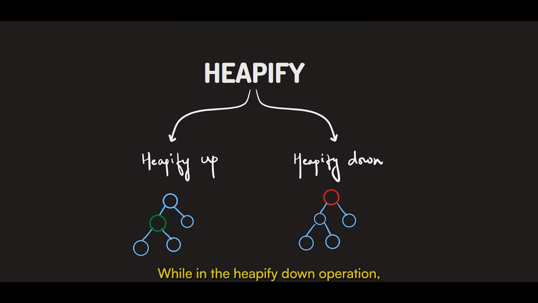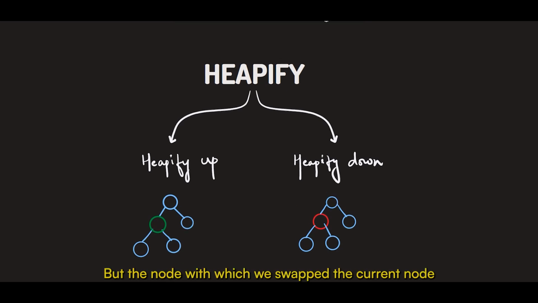While in the heapify down operation, we first assume that both the children of the operated upon node are max heaps themselves. Then we find the largest among the three elements, the node, the left child and the right child. Then the value of the largest child is swapped with the value of the current node. But the node with which we swapped the current node might be less than its children now, thereby violating the max heap property. Hence, the heapify operation is needed for the swapped child as well.